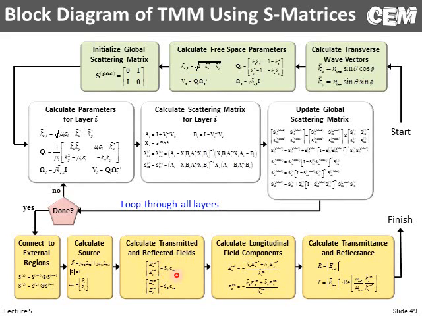These are just the transverse components. We calculate the longitudinal components in the reflection and transmission regions. Then finally we can calculate transmittance and reflectance. And while I'm not showing it here, a really good final step is to check for conservation. So that's it. That is the transfer matrix method.